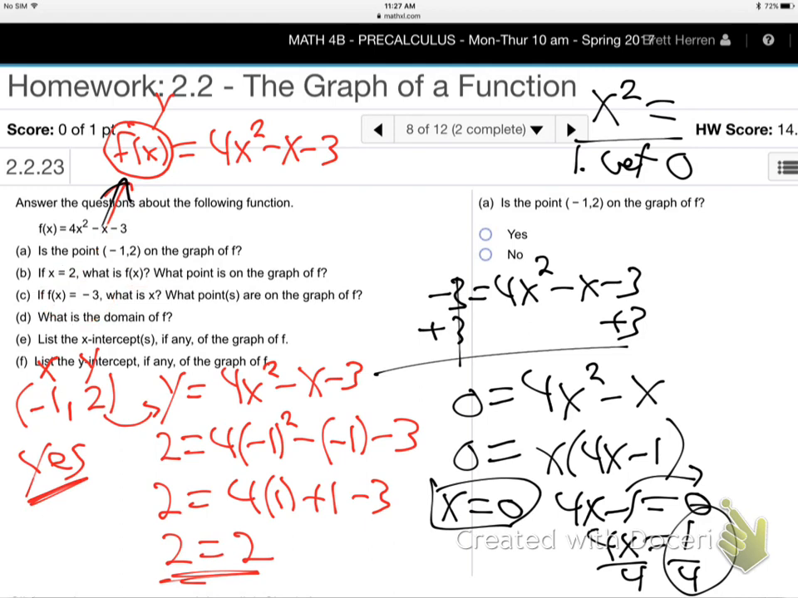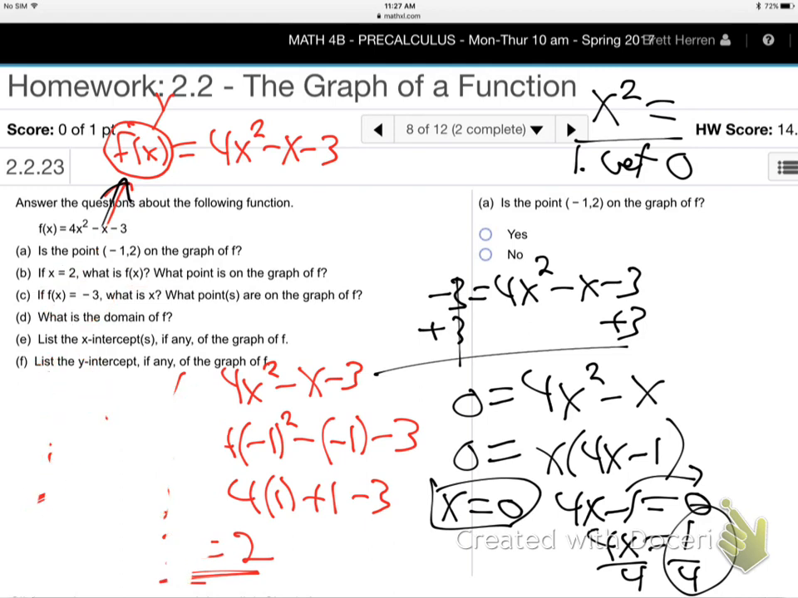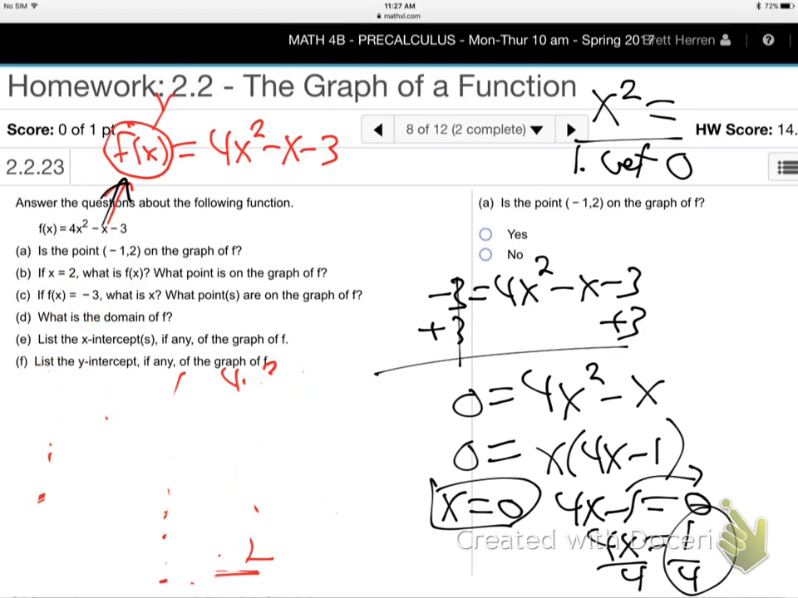Okay, coming in the next one here, part D, if I can erase this over here. Part D says, what's the domain? What did we learn about domain? You look for 2 trouble spots, right? That makes sense from yesterday? Or 2 days ago, or whenever? That was yesterday, maybe? I don't know. Domain. What do we do for domain? We look for 2 trouble spots.